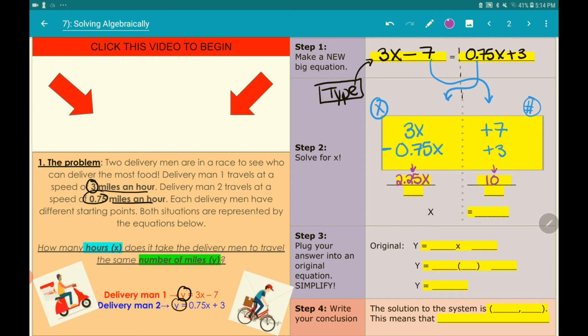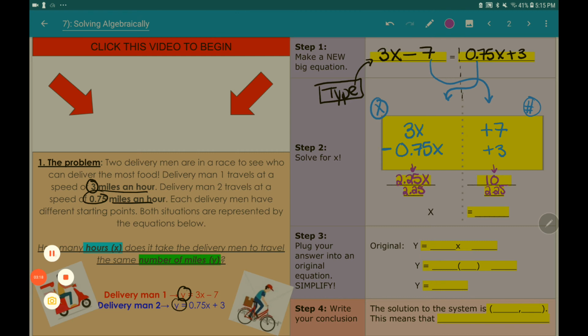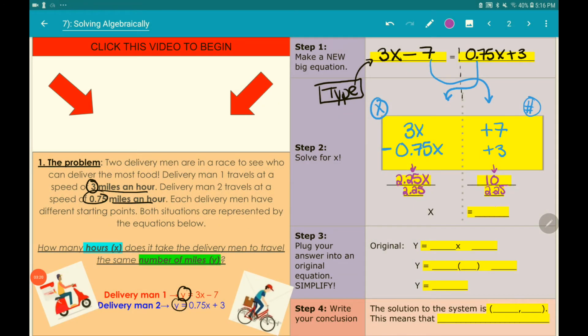The next step is to divide. What am I dividing? I'm dividing the number that's with the x, so I'm going to be dividing 2.25 on both sides. Let me pause and get my calculator to divide this. All right. I get, when I type this in the calculator, 4.444444. But for this sake, we are just going to say 4.4. Now, just to help me out, I'm going to look back at my problem. X was represented by hours, so this represents 4.4 hours.